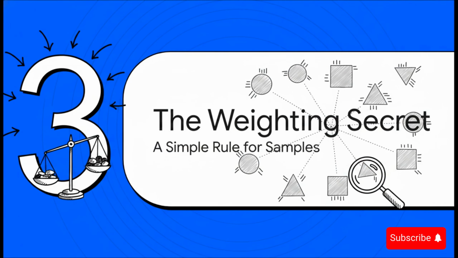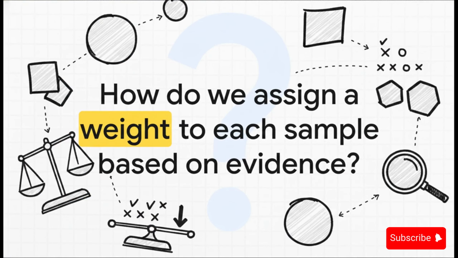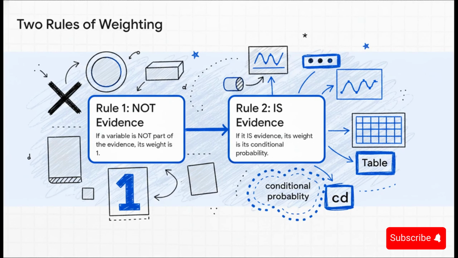Okay, now we get to the core idea, the secret sauce, if you will. How do we actually use our evidence to make sense of the sample data we were given? Well, this is where the weighting part of likelihood weighting comes into play. The goal here is to give each of those samples a score, or a weight. And this weight is basically going to tell us how consistent that particular sample is with the evidence we already know to be true. And here's the best part. The logic is beautifully simple.